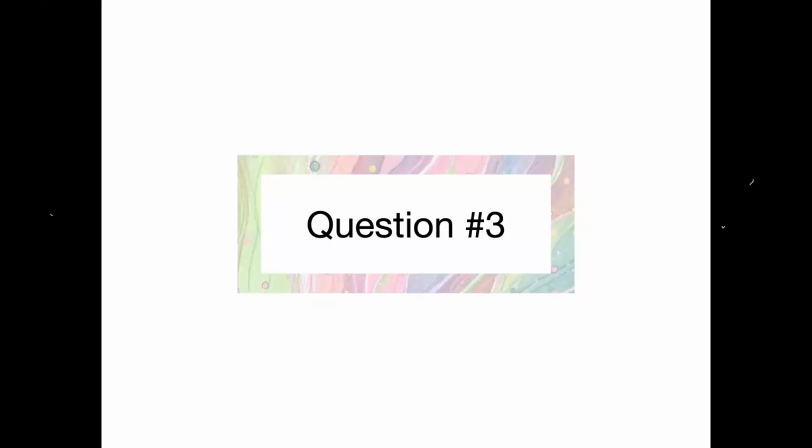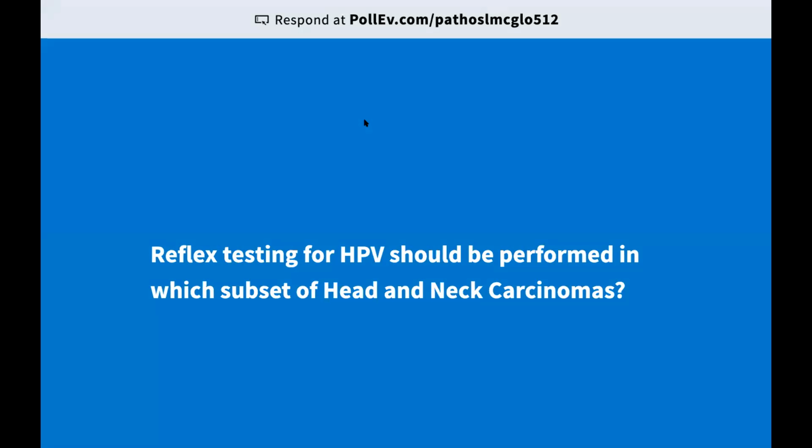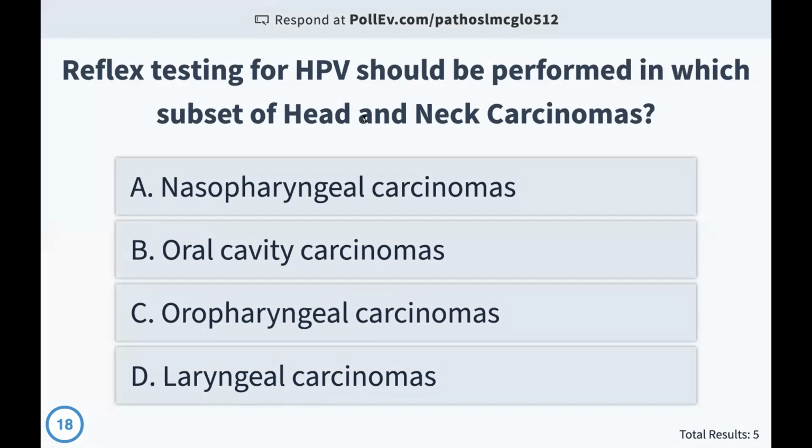So let's proceed to questions. For question number 3. Reflex testing for HPV should be performed in which subset of head and neck carcinomas? Is it A, nasopharyngeal carcinomas, B, oral cavity carcinomas, C, oropharyngeal carcinomas, or D, laryngeal carcinomas?